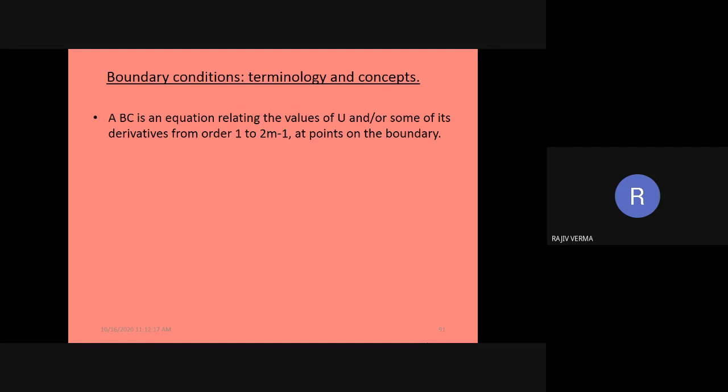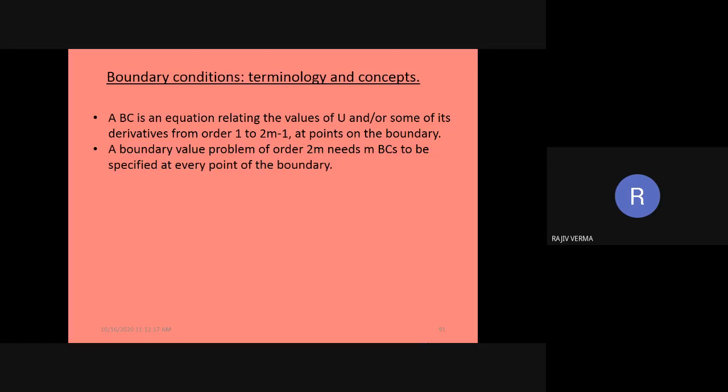The order of the derivative can be anywhere from 1 to twice m minus 1, and that is going to be given at the boundary. And in this particular expression, the term m represents the order of the differential in the governing equation itself. That is, for a second order equation, the value of m is going to be 2.